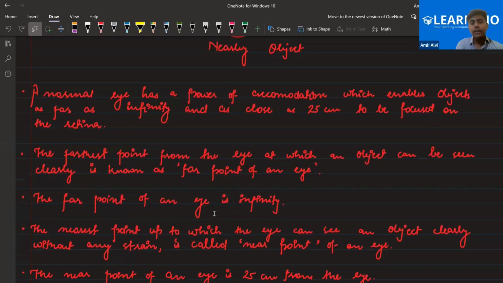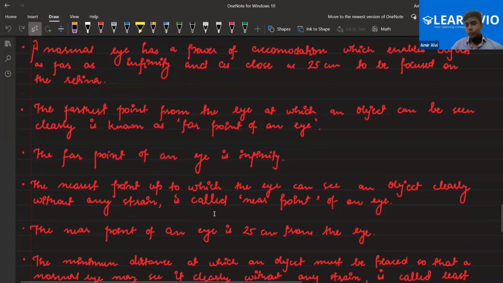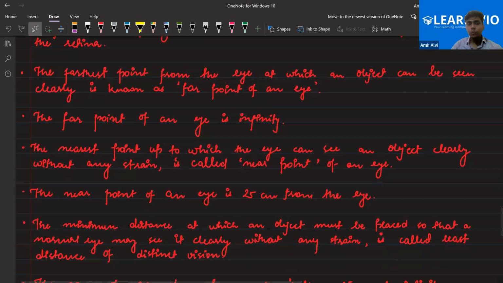Okay. Next thing is that the near point, up to which the eye can see the objects clearly without any strain, is called the near point of the eye. So without any strain, we can see the object. That point is called the near point of the eye, and the near point of the human eye is 25 centimeter from the eye. Am I clear to all of you?